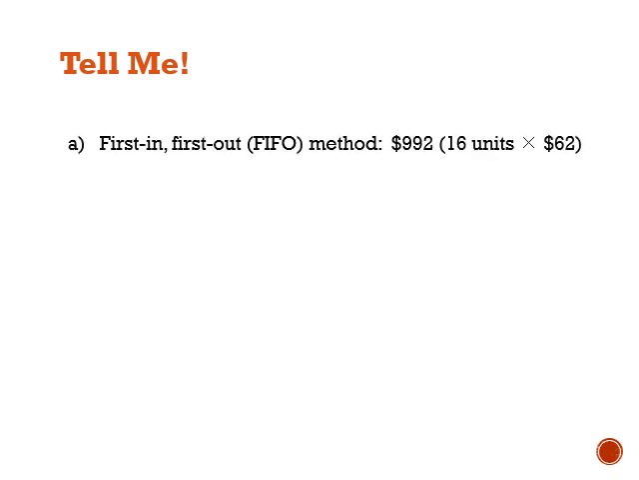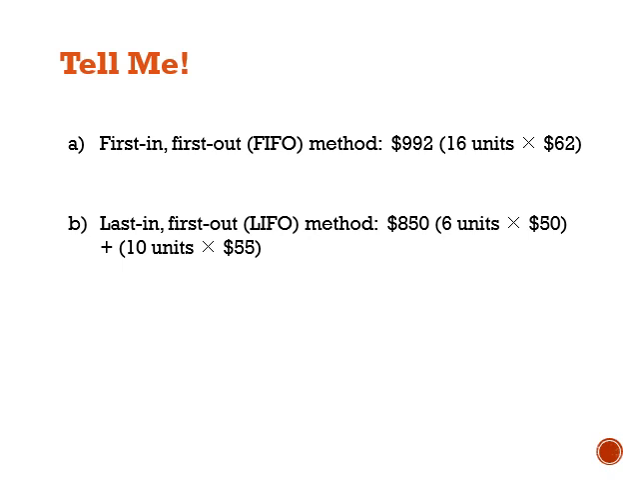Using FIFO, the 16 units ending balance must come from the last batch of purchase at $62. So the closing inventory shall be at $992. Using LIFO, the first 6 units ending balance must come from the earliest or the oldest batch, or the opening balance at $50 per unit. And add to that another 10 units from the second batch at $55 per unit. Therefore, the closing inventory will be at $850.